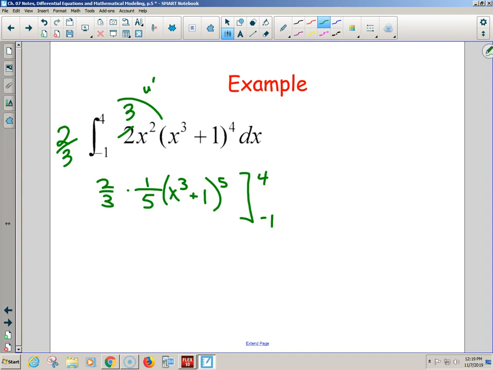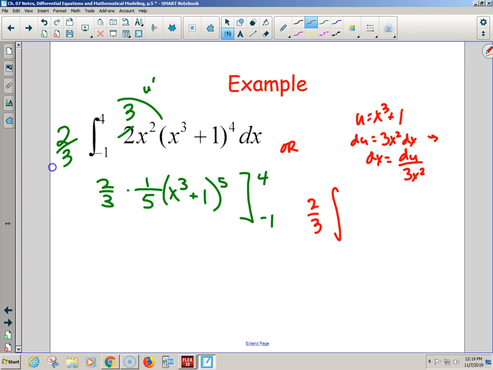Oh, interesting. But what if I had gone to u? Okay. u is equal to x cubed plus 1. du is equal to 3x squared dx. dx is equal to du over 3x squared. We could have gotten this to be, let's see, the x squareds reduce. The 2 over 3 is going to be there. I'm going to have a u to the 4th du.